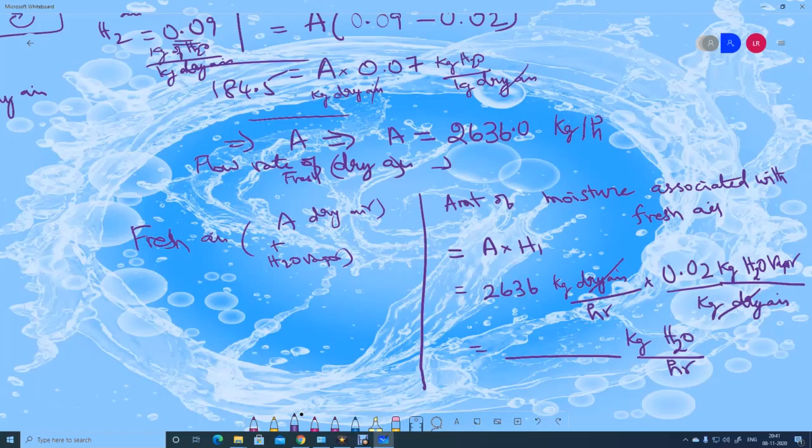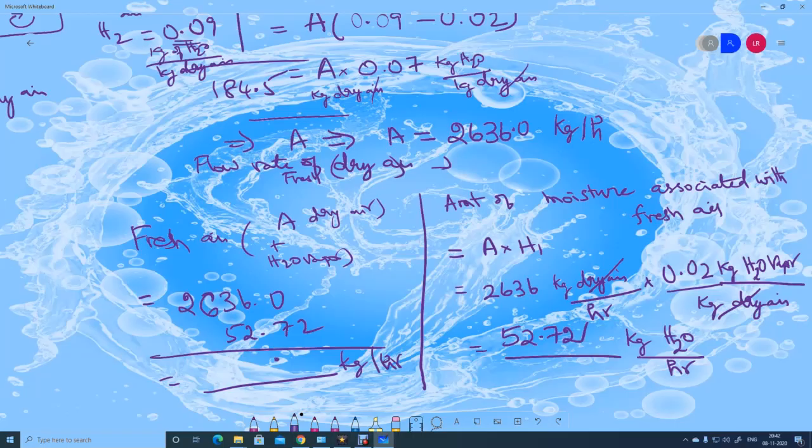How much? Please calculate. 2636 into 0.02 is equal to 52.72. So 52.72 is the kg of water present in the feed. Then the question here is, what is the flow rate of fresh air? The flow rate of fresh air is equal to dry air plus water vapor, that is 2636 plus 52.72, which is this much kg per hour of fresh air entering.